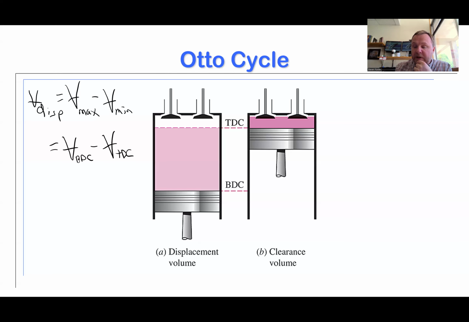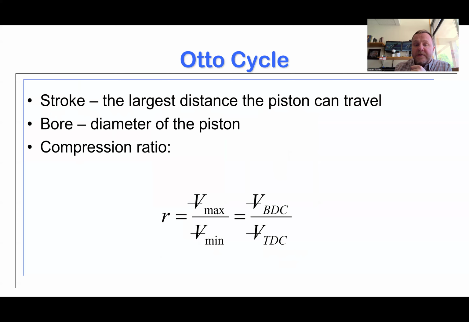They have real world meaning, not just here in the book, but that's what they're representing for us in the textbook. Okay, now I'm going to go forward here. Let's explain a couple of other terms. The stroke is the largest distance a piston can travel, and the bore is the diameter of the piston.